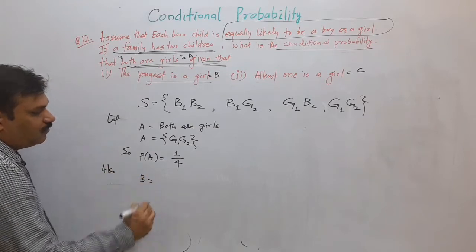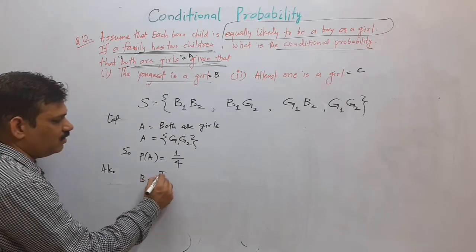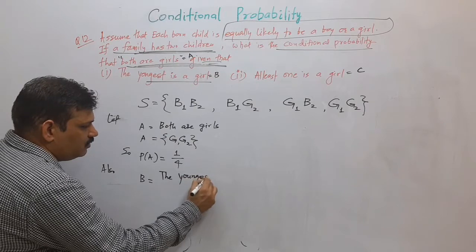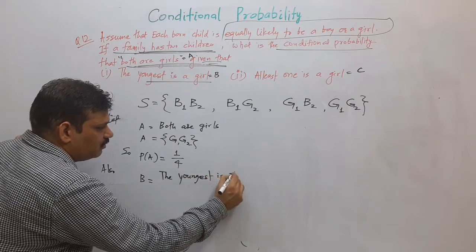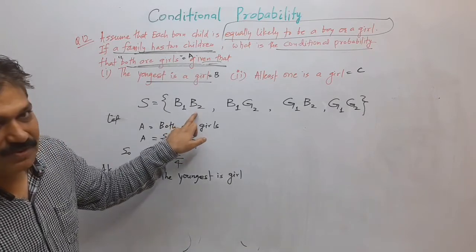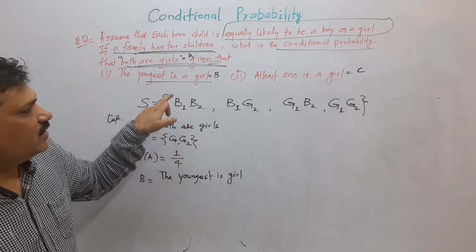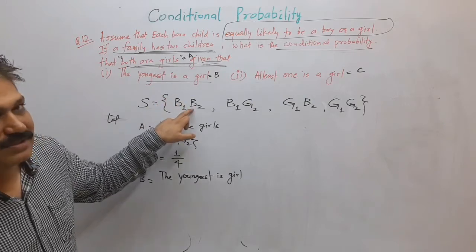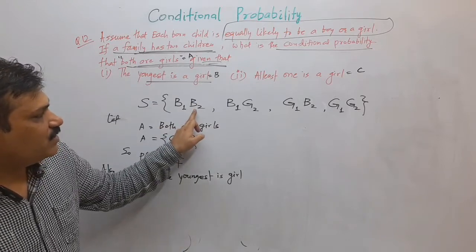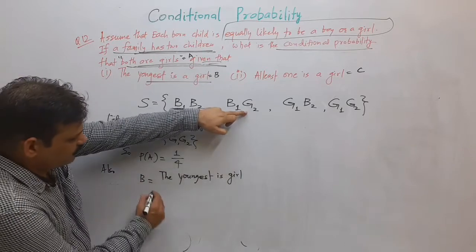Also, B is defined as the youngest is girl. Suppose B is the event that the youngest is girl. Youngest means the one who is born at the second position. This will be old and this will be young. The one born first is elder, and this is born after. So the youngest is girl means the second one must be girl. Here the younger one is not girl, but here the younger one is girl.